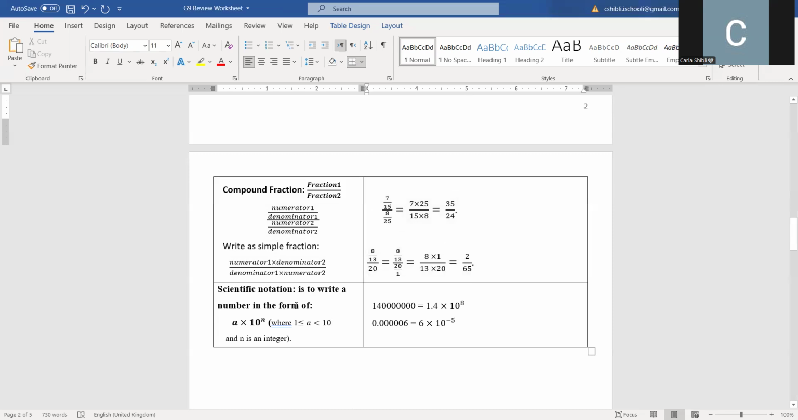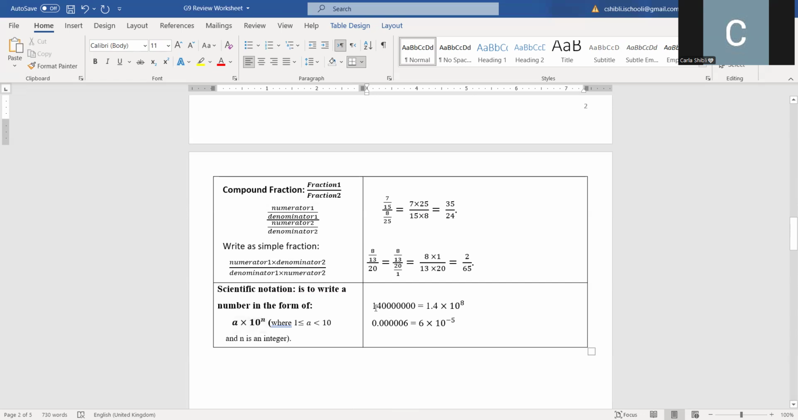Finally, I will remind you of a number written in scientific notation. To write a number in scientific notation, we should write it in the form A times 10 to the power n, where A is a number between 1 and 10, and 10 to the power n is a power of 10, where n is an integer. This n can be positive or negative.